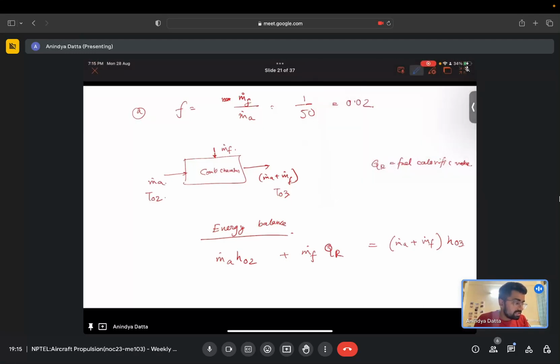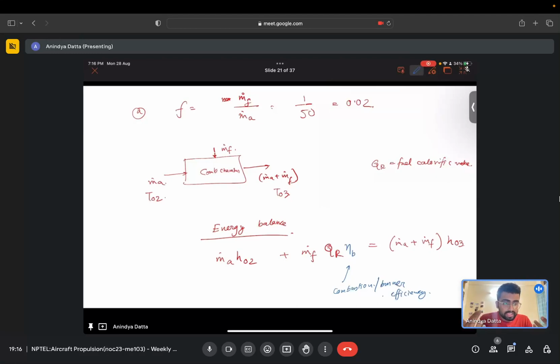Now one more term that comes in is called eta B. This is what we call the combustion or burner efficiency. To understand it, we are supplying m dot f amount of fuel, and the fuel calorific value is QR. So the input fuel energy is m dot f times QR. If we are burning m dot f amount of fuel, this is the rate at which we will get the energy from the combustion.